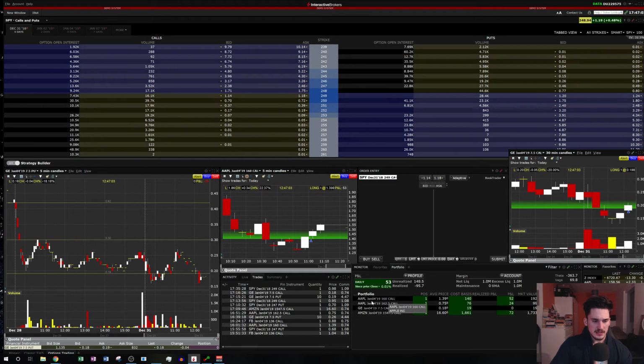So you can see on Apple we have one for 162 as well. So 160 and 162.50, both in the green, because obviously Apple is rising. And then Amazon. So these are the three stocks that I'm currently trading.